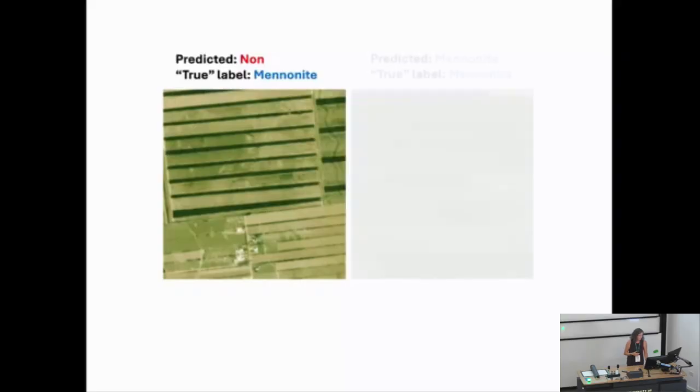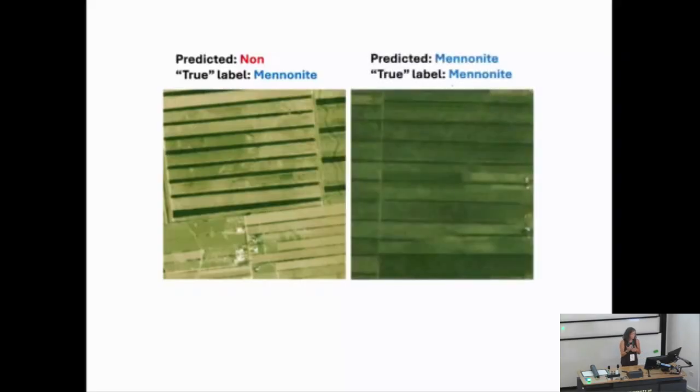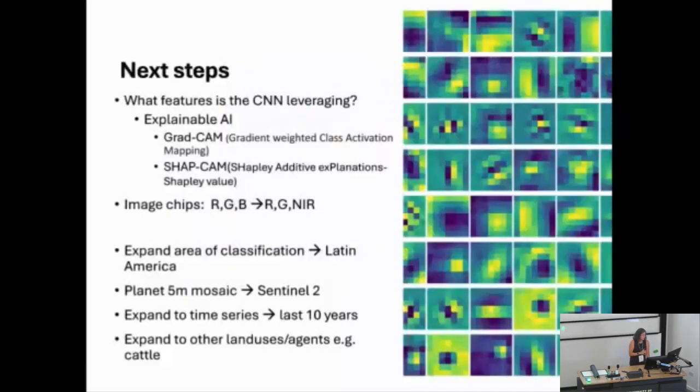And so this is another example of a true prediction. You can see it's doing really well with these striped patterns. Yet there are those buildings right on the edge that cue you in that it's probably going to be a Mennonite settlement. So those are just a couple.